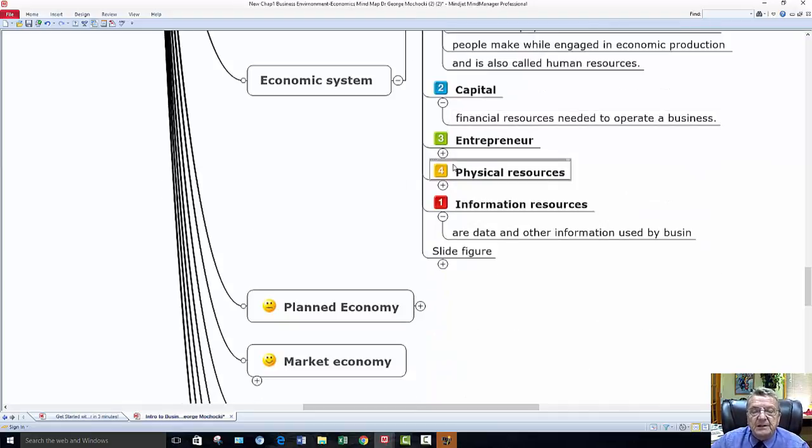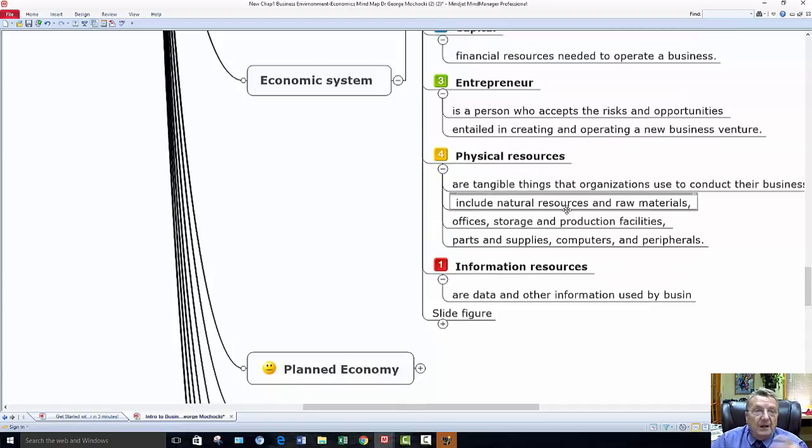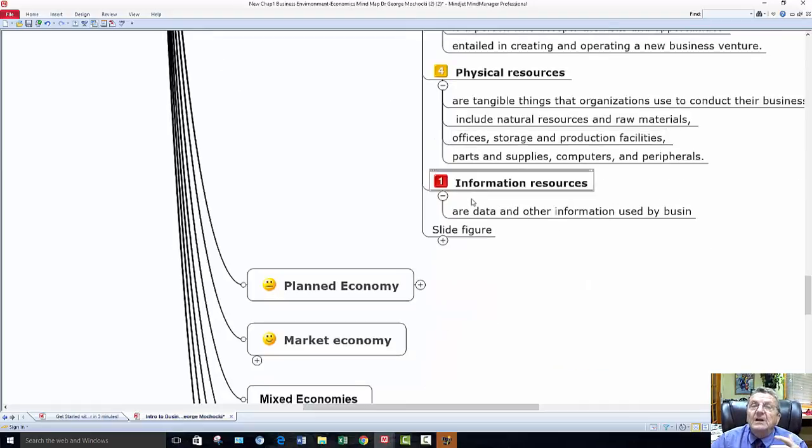Okay, capital investments, how much money I need, entrepreneurs coming up with new ideas, and you don't have to start a new business. I'm going to a new market. I'm coming up with something existing, new, improved. I'm an entrepreneur. Physical resources are something tangible, like food, office supplies, everything else.